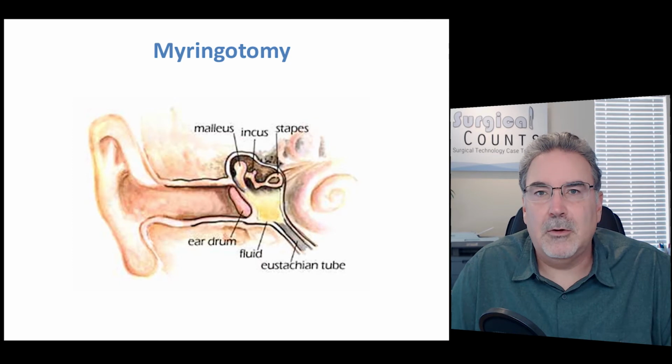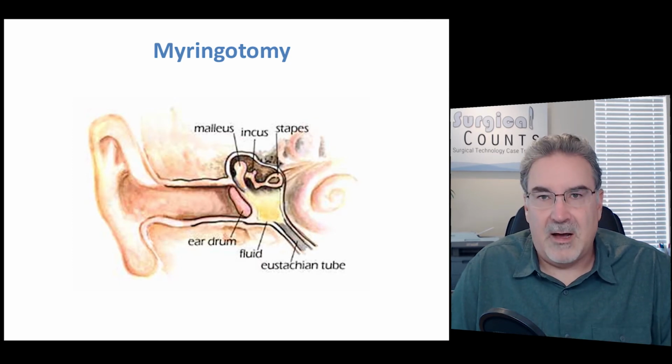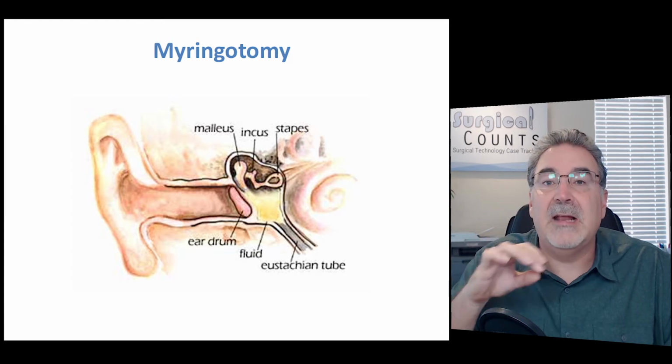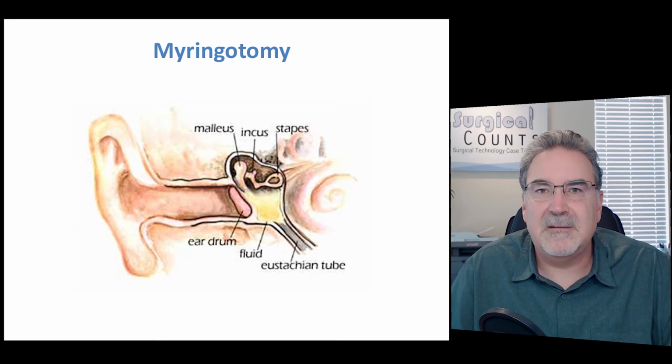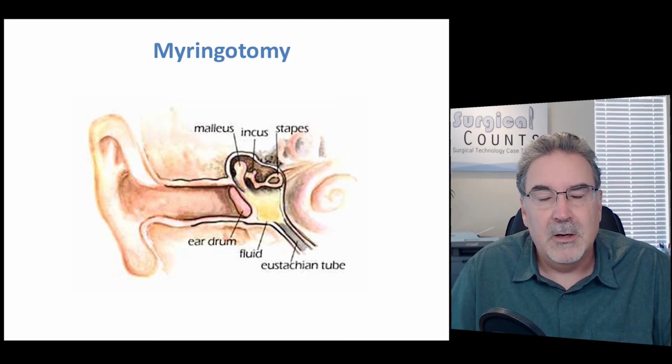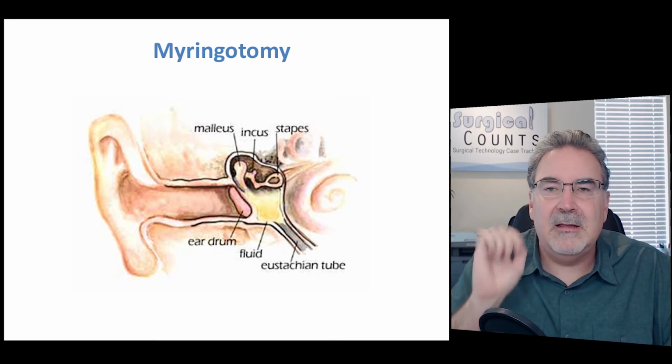The first surgery that we'll look at is the myringotomy. Now let's break this term down. We have otomy, again, O, and that means an opening. We're going to be creating an opening. And myringe refers to the tympanic membrane or the eardrum. So we're going to be creating an opening in the eardrum.